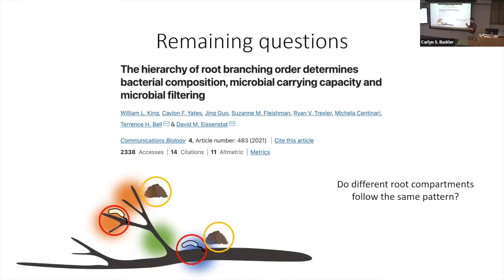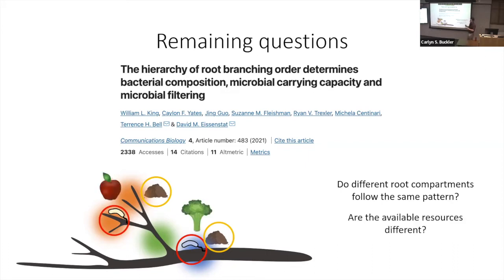So the first one was, in that first study, we studied the ectorhizosphere, which is a mixture of the rhizoplane and the rhizosphere, right? So the question here is, which compartment is actually driving that pattern? Is it the rhizosphere or is it the rhizoplane, or even both? We just don't know, right? Because at the time we chose to study both at the same time.